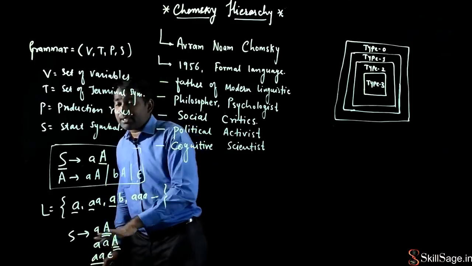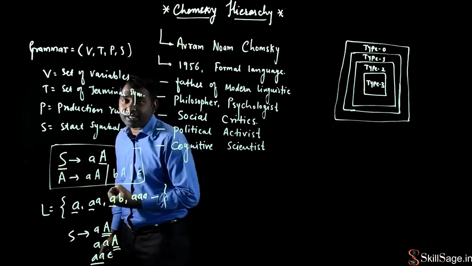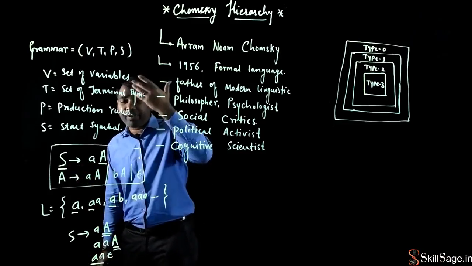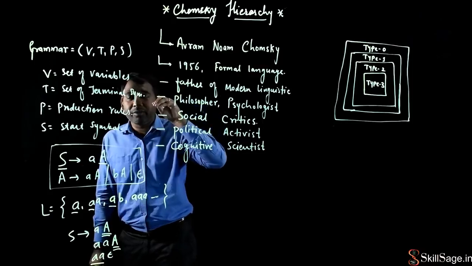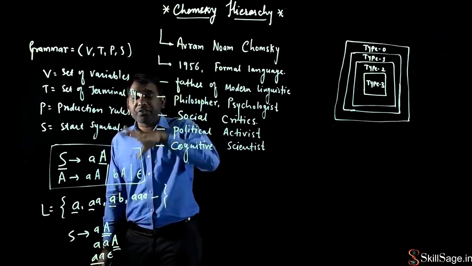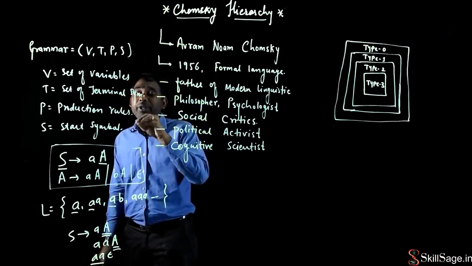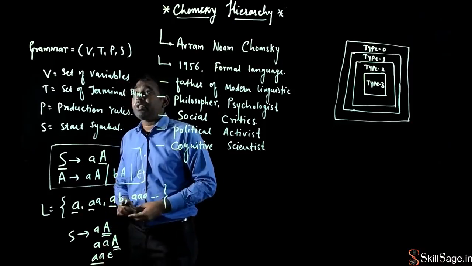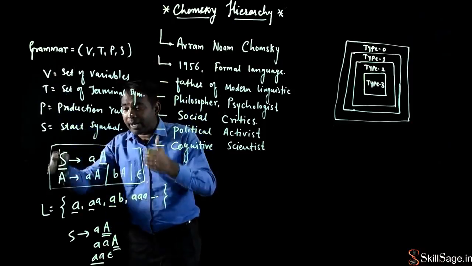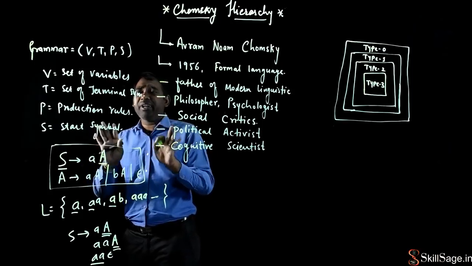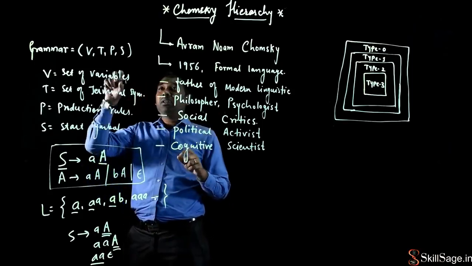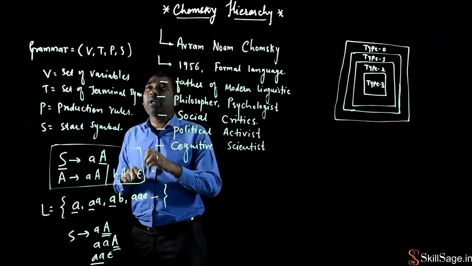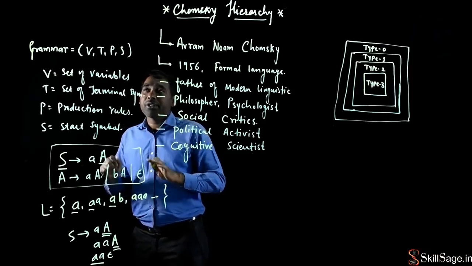So for this grammar, I can say that S is my start symbol, and in every grammar I need to mention from which non-terminal symbol or variable I am going to derive my string, right? So this is the grammar, and I have just briefly discussed the four tuples of this grammar called V, T, P, and S.